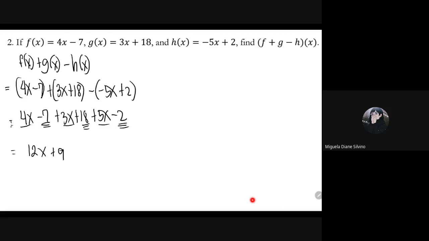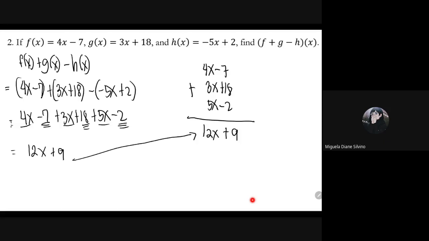Other way of solving this is using the vertical method. So pwede mo siyang gawing 4x minus 7, 3x plus 18, tapos 5x minus 2. Make sure lamang na naka-align lahat na magkakaparehas o yung sinasabi na similar terms. So this will be 12x. Pag pinagsama mo yung negative 7 plus 18 minus 2, that is plus 9. The same pa din siya dito.